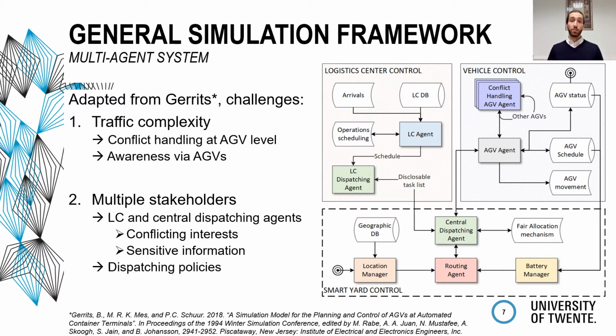Moreover, the central dispatching agent can enforce some specific policies, for example, a fair allocation mechanism, such that the AGVs are not solely sent to big companies which have a bigger impact on the flow of freight in this market, but also to smaller companies such that they don't feel neglected and don't drop out of the system. So this was our multi-agent system, and now we move to the model.